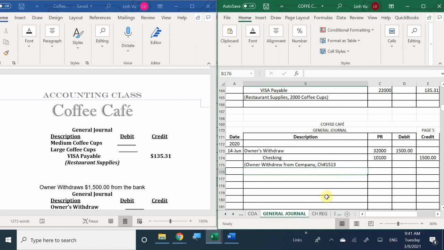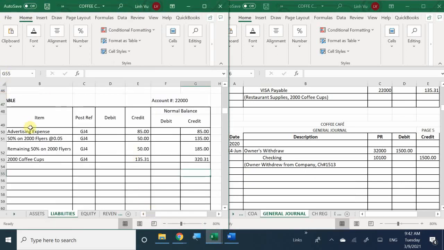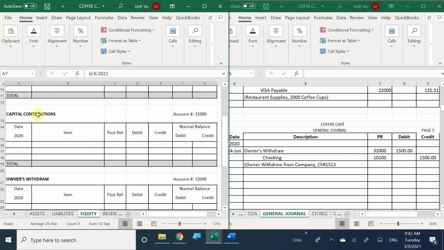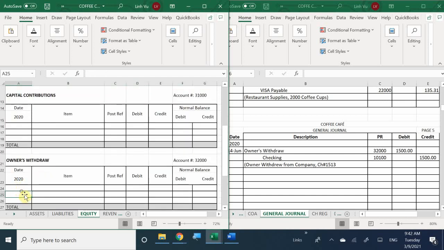So now we have to transfer this into our ledger once again. Owner's withdrawal first. It's an equity account. We only have one equity account that we've used so far, which is our original investment. Now we're going to scroll down. We didn't make any capital contributions, meaning depositing even more money, but we actually withdrew from the account. So here, I'm under owner's withdrawal.